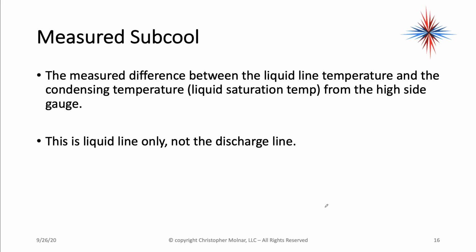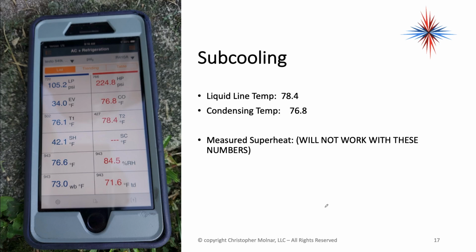The measured subcooling is the difference between the liquid line temperature and the condensing temperature, the liquid saturation temperature from the high side gauge. Again, make sure you take your temperatures on the liquid line only, not the discharge line. So in this case, I have a subcooling that I've calculated. My liquid line temperature is 78.4. My condensing temperature is 76.8.